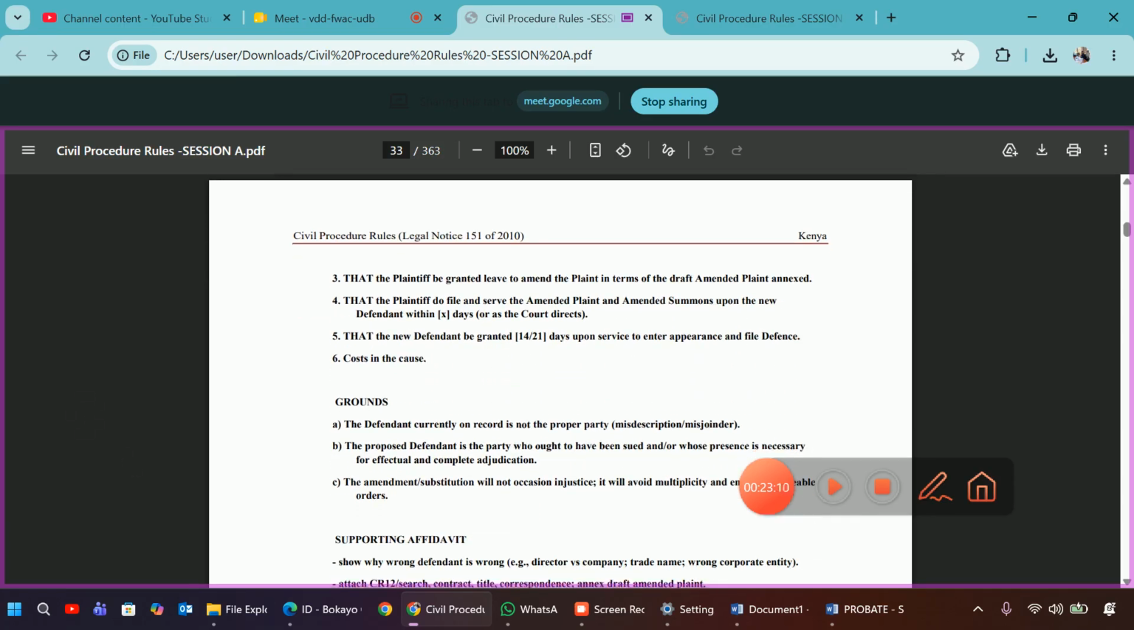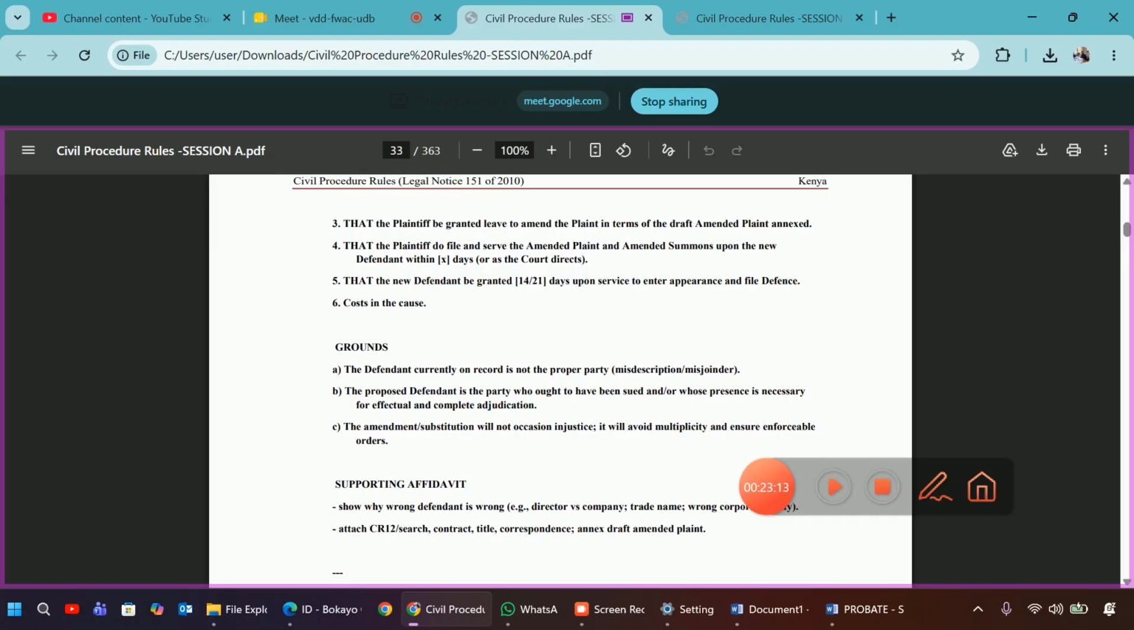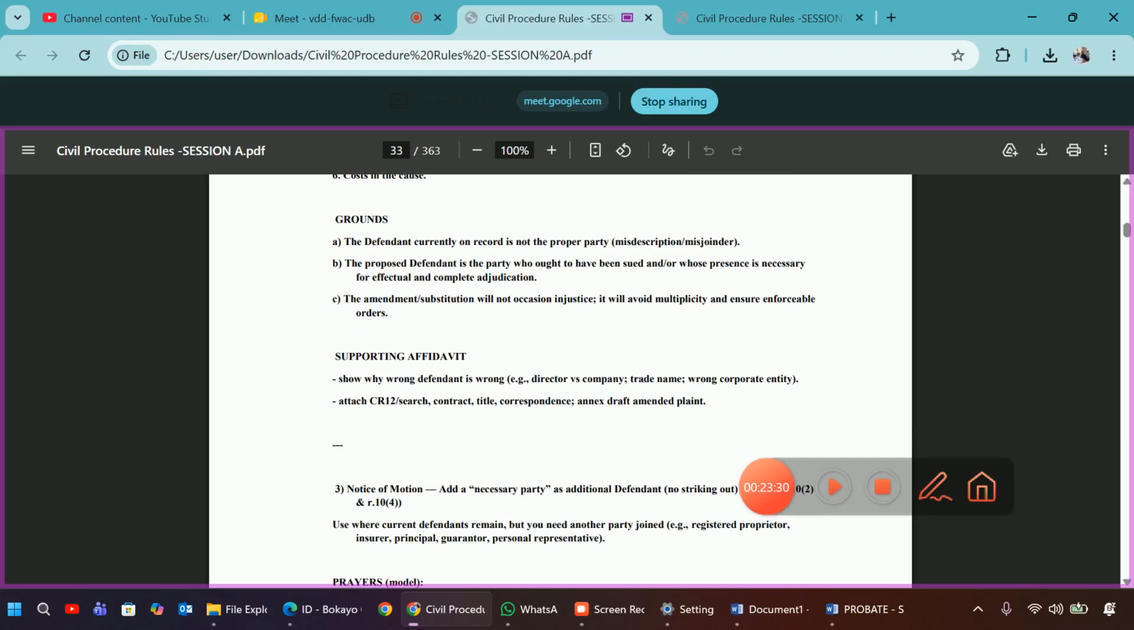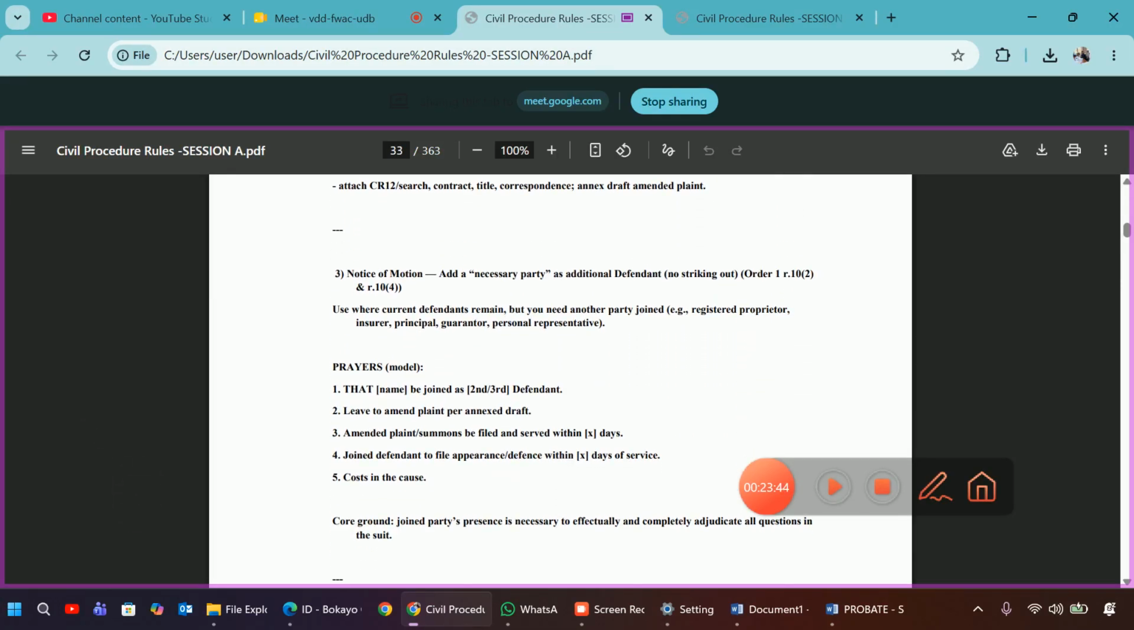of days for reply. Grounds that the examiner will look at: the defendant currently on record is not the correct party. The proposed defendant is the party who ought to have been sued. Remember to attach the bona fide angle. The amendment or substitution will not occasion injustice. It will avoid multiplicity and ensure enforceable orders. What are you attaching in your supporting affidavit? Whether it is a company CR12, a title, and next the draft amended plaint, show why the wrong defendant is wrong. So prove to the satisfaction of the court.